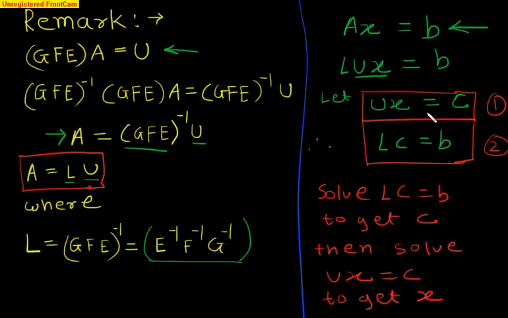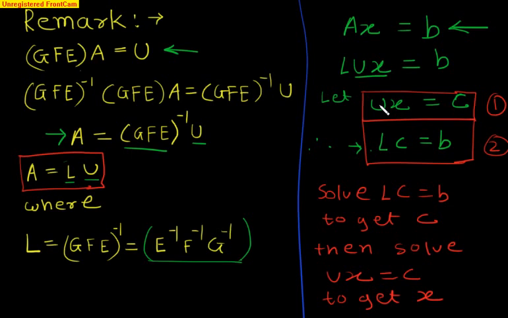Now that means Lc equal to b, simply these two equations. Now to find out the x, first we have to find out the c from equation 2. c is our unknown. Then we will put this c here in equation 1 and we will find out the x. That much simple is this. Please remember the proof of these equations. These are very important equations to find out the x.